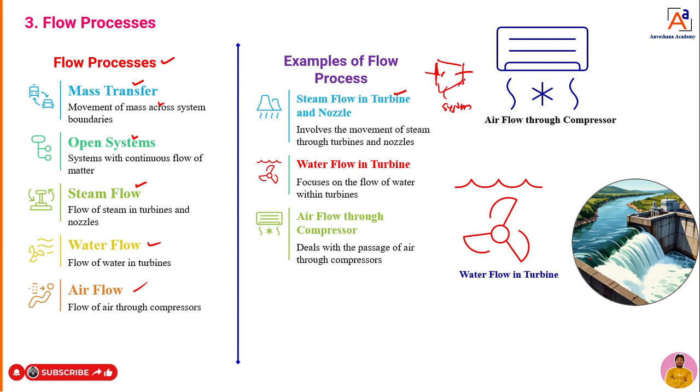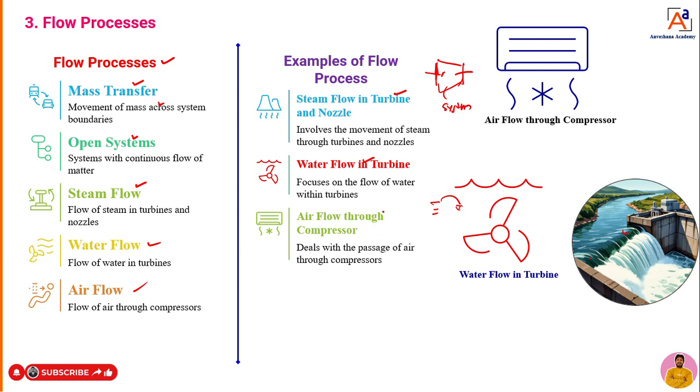That means when it is exiting, steam is going to cross the system boundary. That is known to be what? It's an example for what? Flow process. Like you can take water flow in a turbine. When water is coming from the penstock and it is going to hit the turbine, the water is going to cross the system boundary, you can take the penstock as a system. That means a certain quantity or mass of water is going to cross the system boundary. That is known to be what? Example for a flow process.